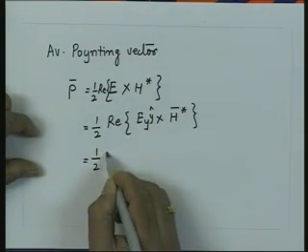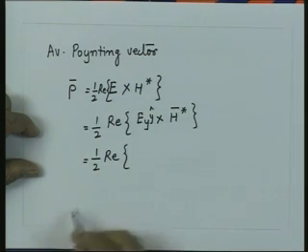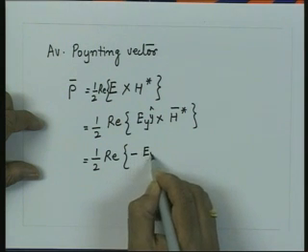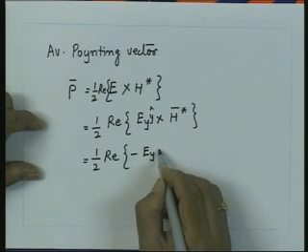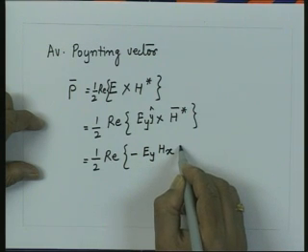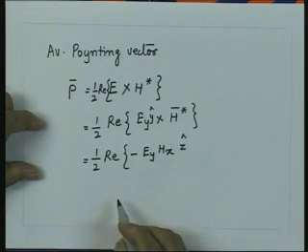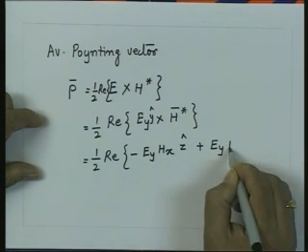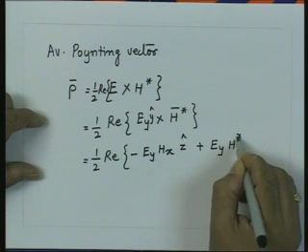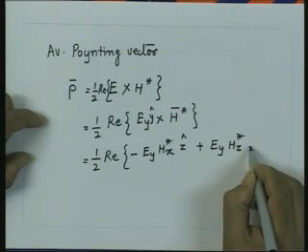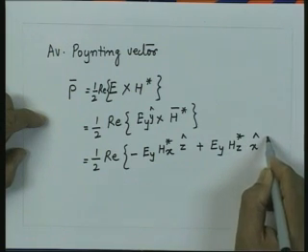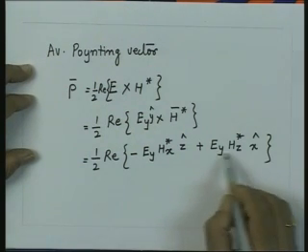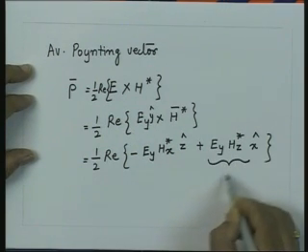So, that is half of the real part of minus E y H x conjugate in the z direction, plus E y H z conjugate in the x direction. And as we have seen, this quantity gives me a power flow which is purely imaginary.